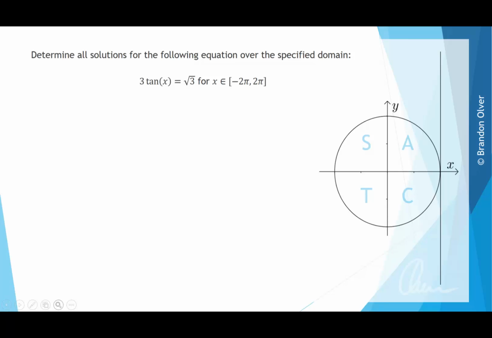Determine all solutions for the following equation over the specified domain. So our equation is 3 tan of x is equal to root 3, and we're wanting to solve this over x as an element of negative 2 pi to 2 pi. So this domain, negative 2 pi to 2 pi, contains 4 periods worth of the tan graph.